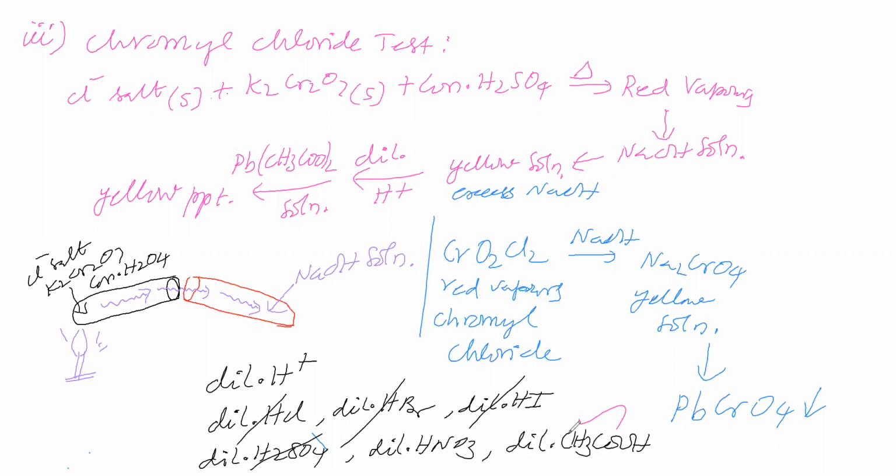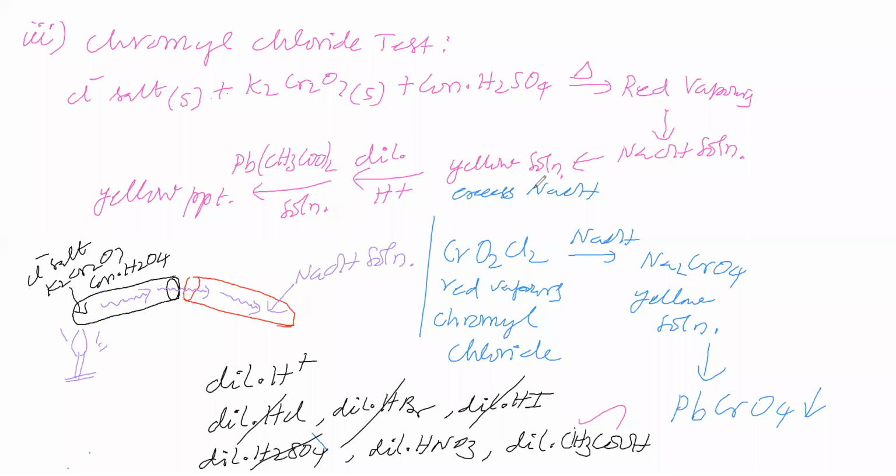Okay. So the chromyl chloride test. In the chromyl chloride test, we take chloride salt solid. To this, we add solid potassium dichromate and concentrated sulfuric acid, and it is heated. Red vapors come out, called chromyl chloride, CrO2Cl2. The red vapors are passed into sodium hydroxide solution. This colorless solution becomes a yellow colored solution due to formation of sodium chromate.